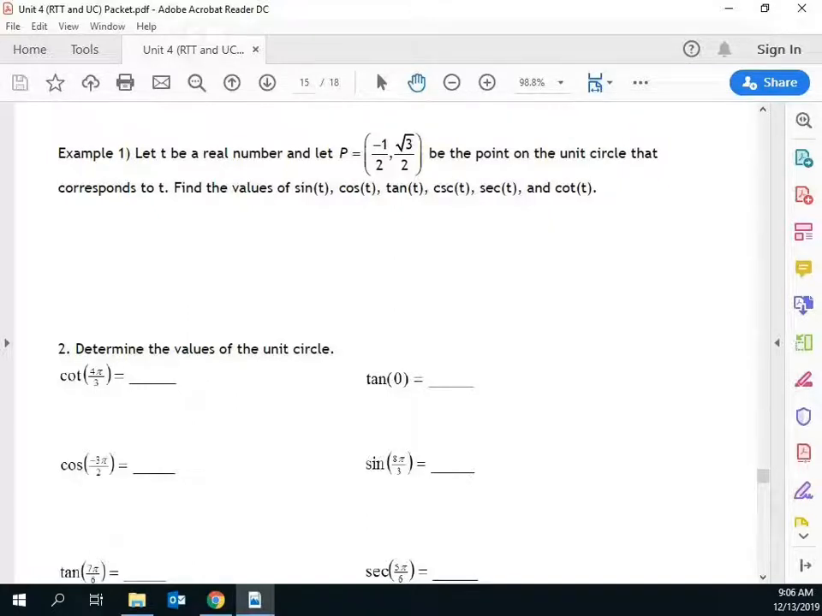Sine deals with what values? Y values. So, right off the bat, the sine of t is equal to the y value of the coordinate, which is root 3 over 2. It's a very bad looking one, but it works. Then we go on to say cosine of t. Cosine deals with what values? X values, so it's going to be negative 1/2.